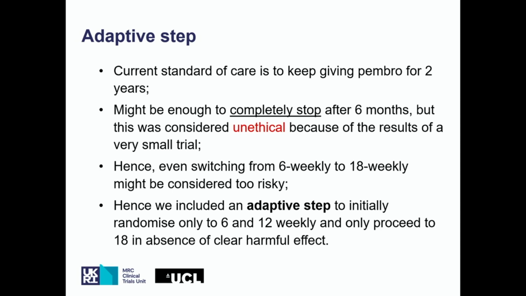So initially we thought, well, we could consider from 6 weekly to 18 weekly, but then it was considered that perhaps going directly to 18 weekly was too risky. So what we introduced was an adaptive step. Initially we randomized patients only in the range from 6 to 12 weekly, and only in absence of a signal that 12 weekly might not be as good as 6 weekly, we're going to extend it to 18 weekly.